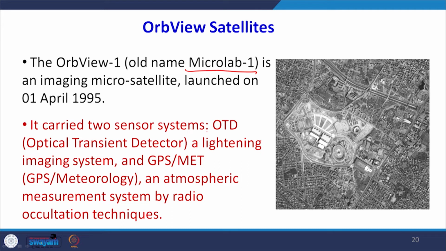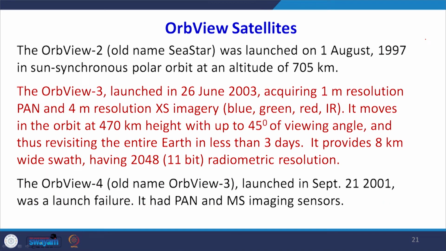It has two sensors. One is OTD, which is called optical transient detector, and another was GPS MET. The MET word is taken from meteorology, so it was an atmospheric measurement system. This particular satellite was giving us the data which is shown here, on this side the black and white data, quite detailed data we are getting, again to carry out very good mapping. OrbView 2 was launched in 1997, again in a sun synchronous polar orbit, at a lower altitude of 705 kilometer.